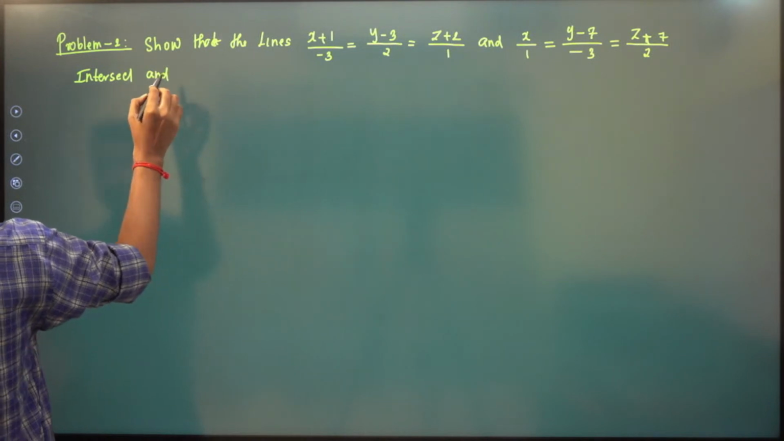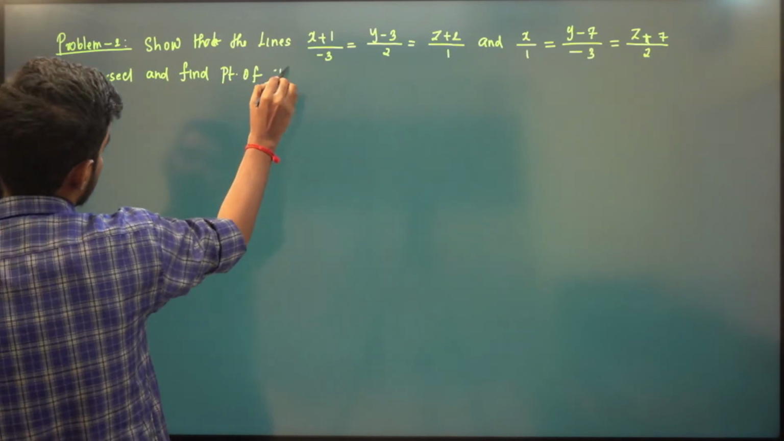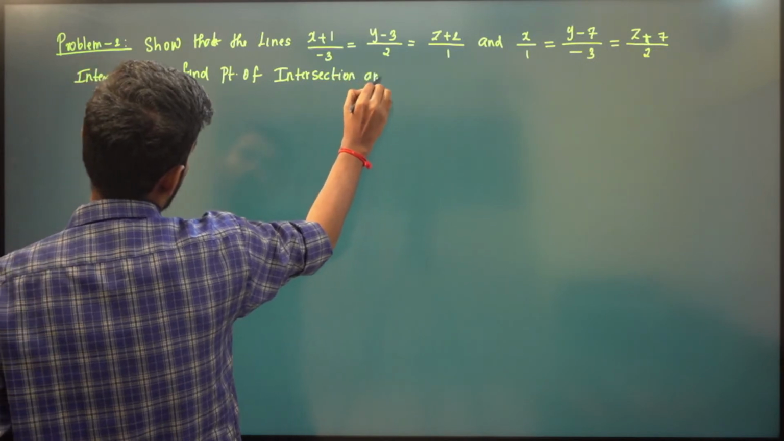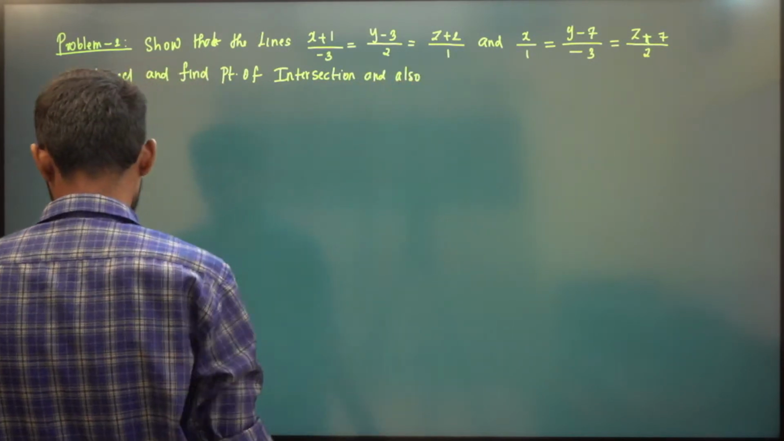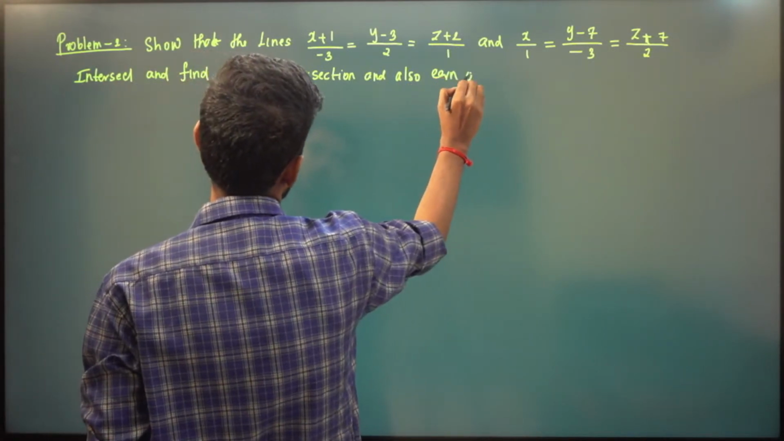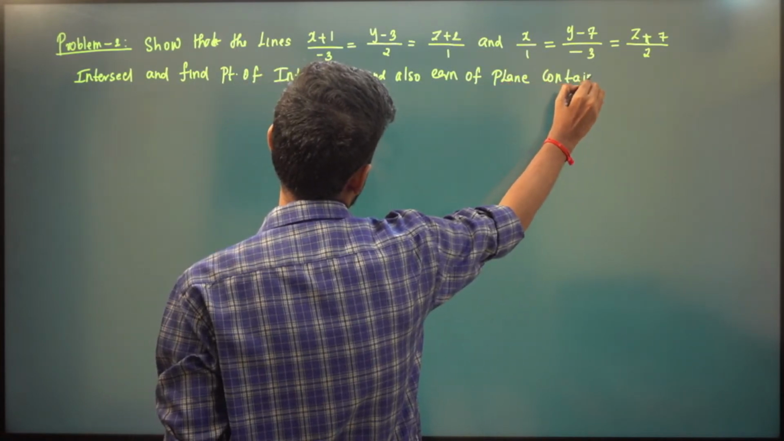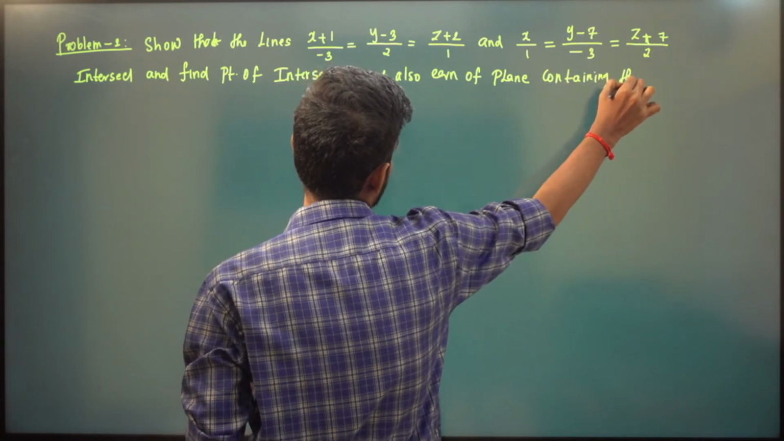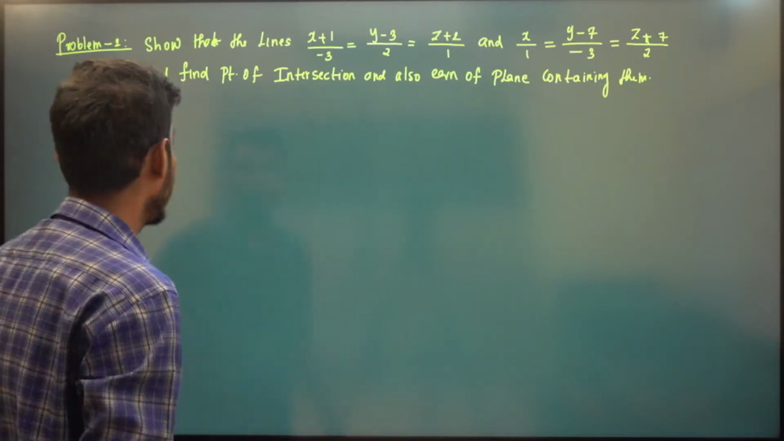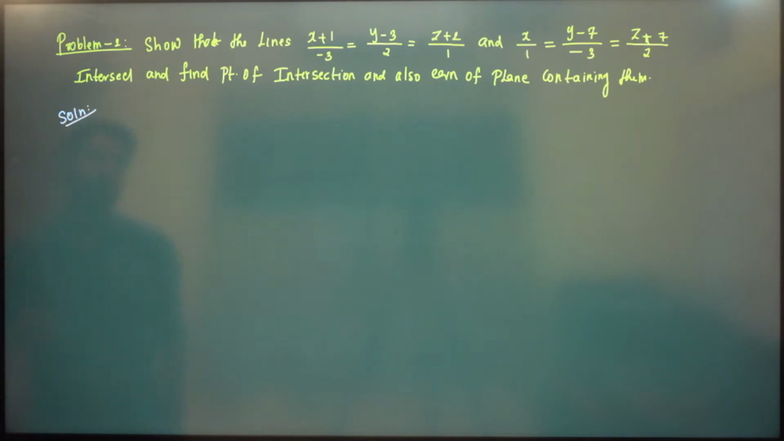And find the point of intersection, and also the equation of the plane containing them. Okay. So first we need to show that they intersect. Intersecting and coplanar are both the same only.